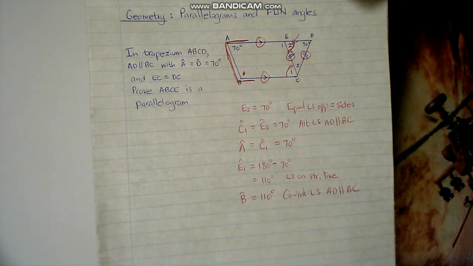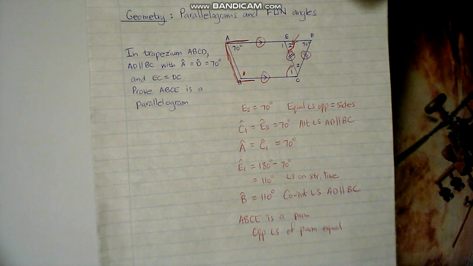Opposite angles of the parm are equal. Okay, so remember that once we prove the opposite angles of any four-sided shape, or quad, are equal, that would mean that the quad is a parm. So therefore, the opposite angles of a parm are equal. So this would make ABCE a parm.